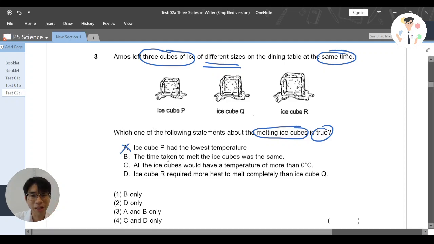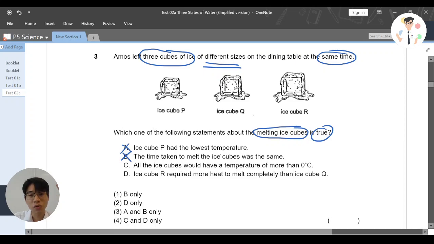B. The time taken to melt the ice cubes was the same. Do you think it is true? No, right? When it's bigger, it needs more heat and it takes more time. So it's false. It's definitely false.